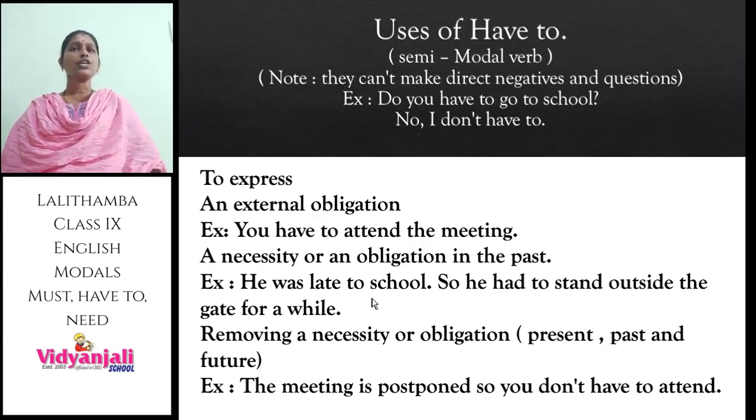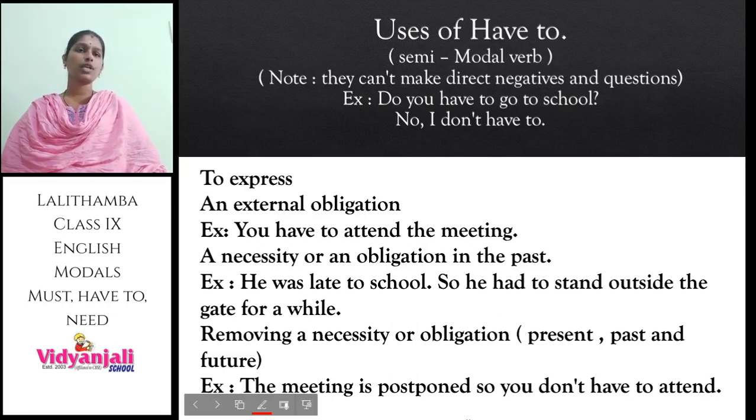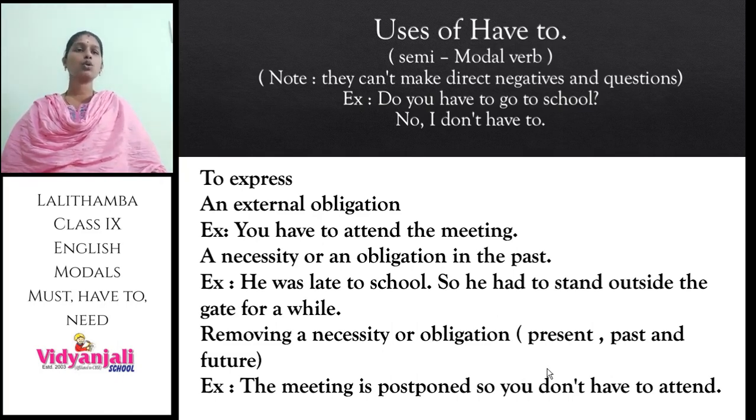And it is used to express removing a necessity or obligation. To remove a necessity or an obligation in present, past and future, to express that it is not necessary, we use have to with don't. The meeting is postponed, so you don't have to attend. It is not very much necessary for you to attend the meeting because it is postponed. So here have to is used along with don't. Don't have to is used in removing a necessity or obligation.